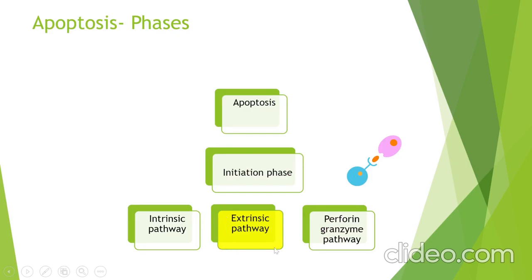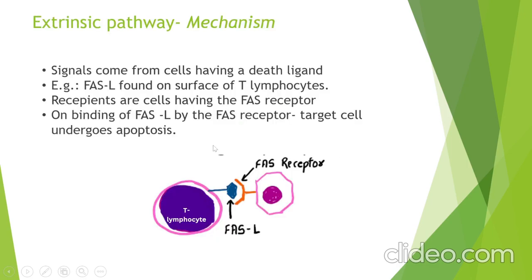So what happens in the extrinsic pathway? Like I said, in the extrinsic pathway, the signal for apoptosis comes from outside the cell. Where do the signals come from? They come from other cells which have what is called a death ligand. Which are these cells? These are cells like T lymphocytes. They carry on their surface a death ligand, and one example is the Fas ligand. This T lymphocyte engages with the target cell using its MHC receptor, and it will expose the death ligand to that particular cell.